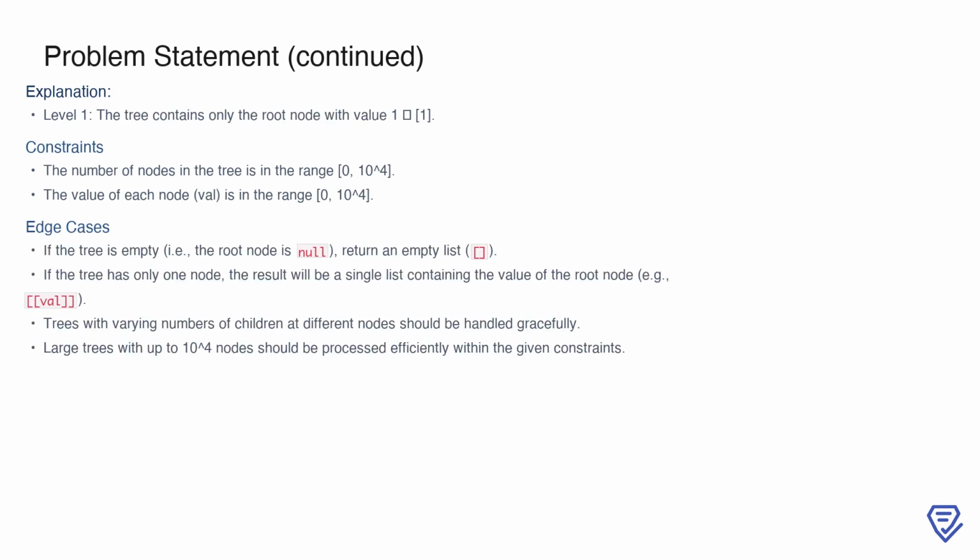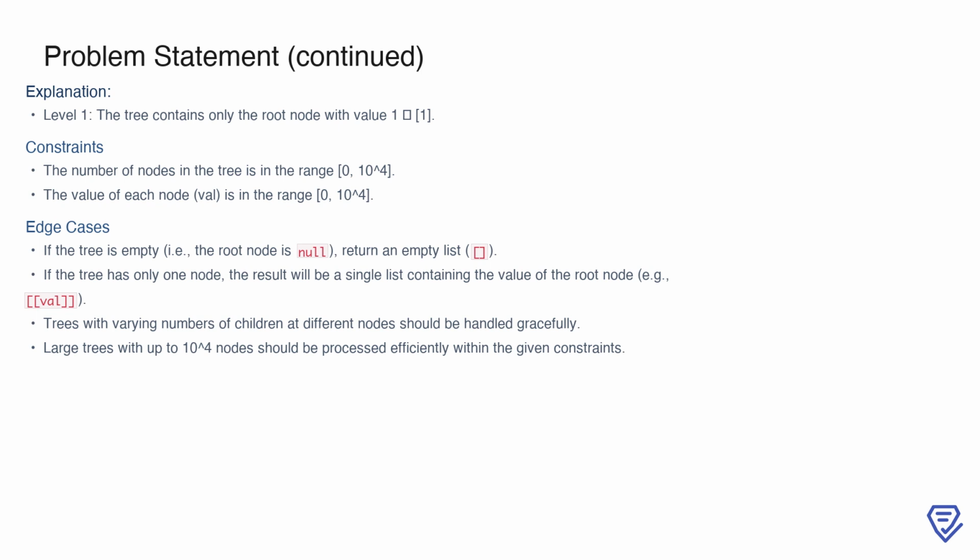Now consider the simplest case, where the tree has only one node. In this case, the tree consists of just the root node with a value of 1. The level order traversal would simply return a single list with the value of the root, which is 1. Moving on to the constraints, the tree can have up to 10,000 nodes, and each node value is guaranteed to be between 0 and 10,000.